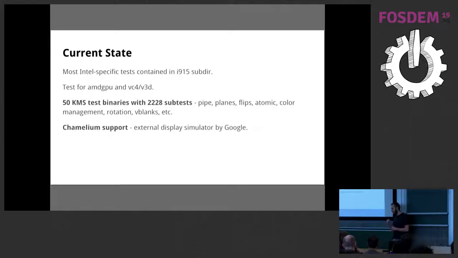And most of that stuff we read back through CRCs, or you can use Chameleon, which is a display simulator by Google. It's an FPGA with a couple of serializers that you can use to read out DisplayPort or VGA directly. Most of the tests can be used on quite a bit of hardware. There are a couple of issues with CRCs on certain platforms, but I think I have something on that later. And this is pretty good. I think that the majority of those 2,000 subtests can be used.